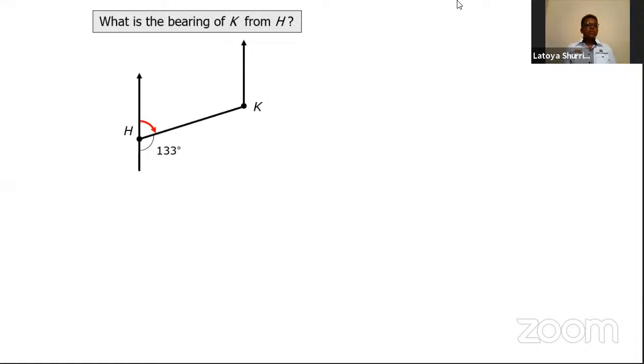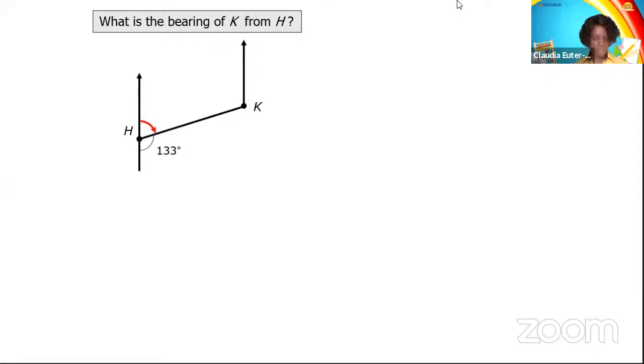Where are you starting from and where are you going? What direction are you going in? These are the questions that you must ask yourself or bear in mind whilst determining the bearing of a movement.